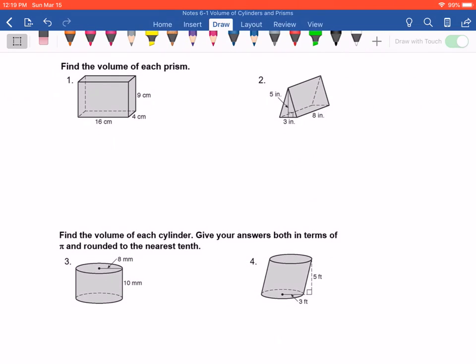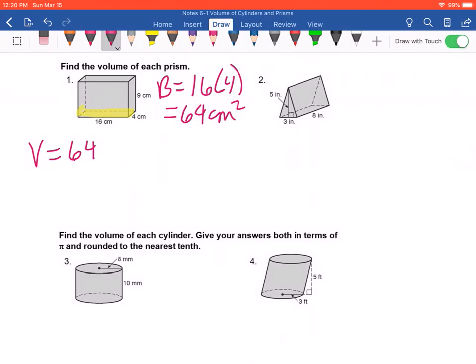All right, looking at example 1, we are asked to find the volume of each prism. All right, so looking at this one, first thing that we want to find is the area of the base. Please be mindful that our base here is, in fact, a rectangle. So the area of a rectangle we know is length times width, so 16 times 4 is going to give us the area of this base, which is 64 centimeters squared. To calculate the volume, we're going to take the area of the base, we're going to multiply it by the height, which is 9. Therefore, our volume here is 576 centimeters cubed, because we're talking about volume and not area. Make sure you have that cubed on there.